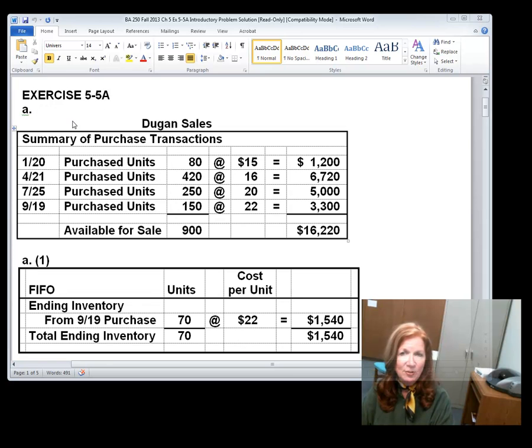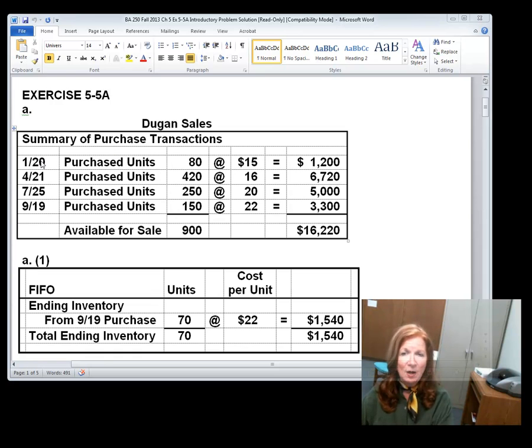So we have exercise, we have the A part, and we have Dugan Sales, and we have a data table here telling us about the transactions. Now when we do Excel, we're going to have a data table that will look just like this, and that will mean that each of these numbers are in a different cell, so we can use those cells for our calculations. So you'll see that in the Excel problem, you'll have a data table like this in the problem, and it'll be presented to you.